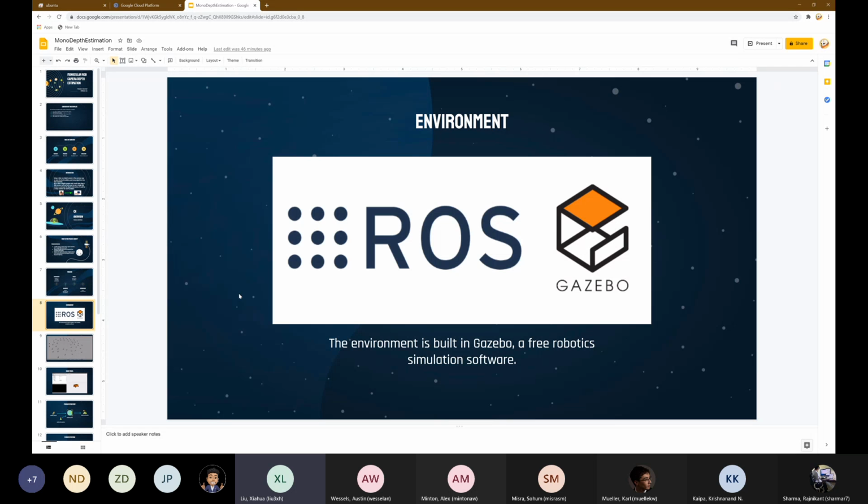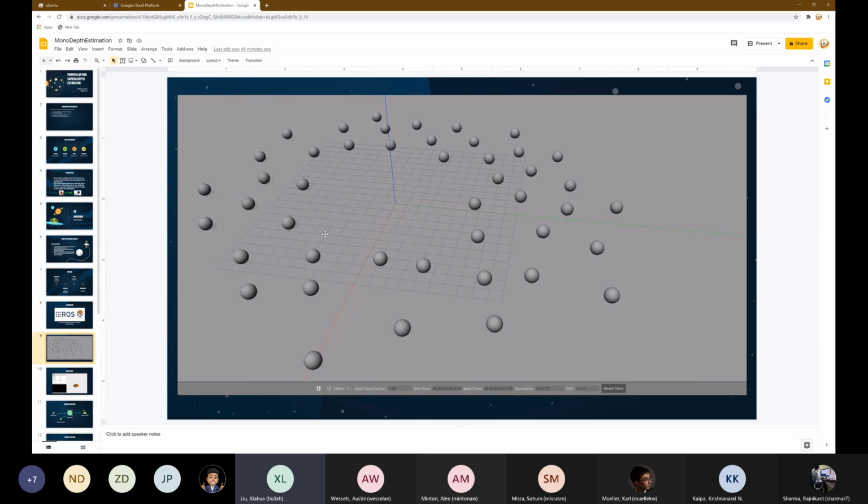For this problem, I'm using ROS and Gazebo for the simulated environment, and they are totally free, so I think it's a good option. This is a world I designed for the robot. Those spheres are randomly placed by me, and they are the objects in the environment. The robot can move in this world and detect the depth information of what it has seen, and specifically in this orb.